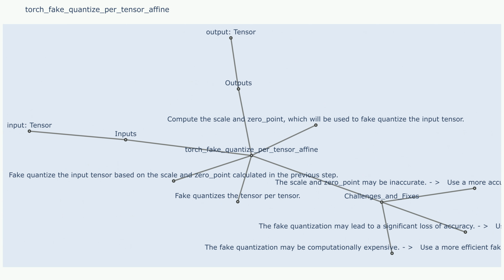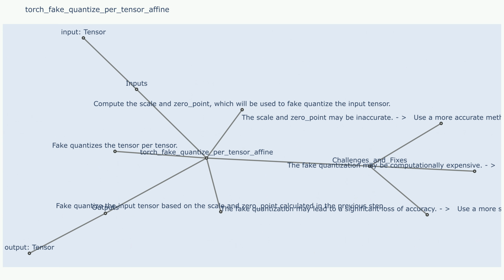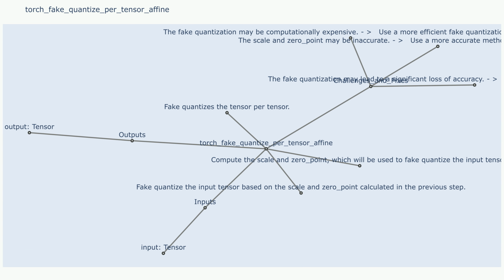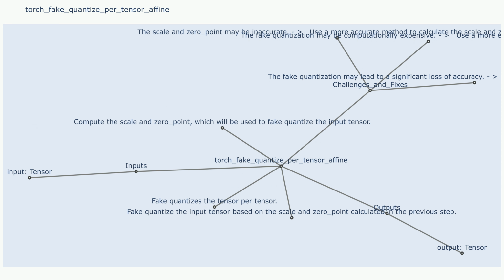Challenges and fixes. Challenge 1: input tensor with extreme values, like very large or small numbers. This can lead to overflow or underflow issues during quantization. Sample use case that resulted in challenge 1: a tensor with a maximum value of 10^10 and a minimum value of -10^10. Fixes to challenge 1: use a larger quantization range to accommodate the extreme values. Ensure appropriate scaling is applied to the input tensor before quantization.